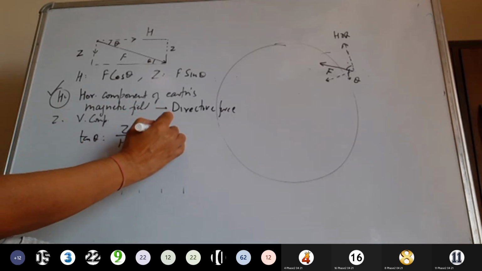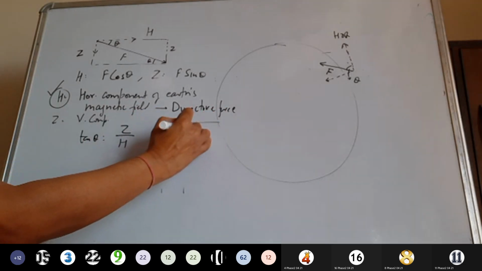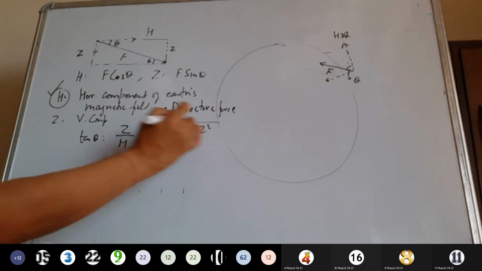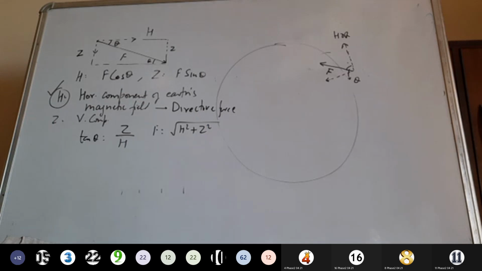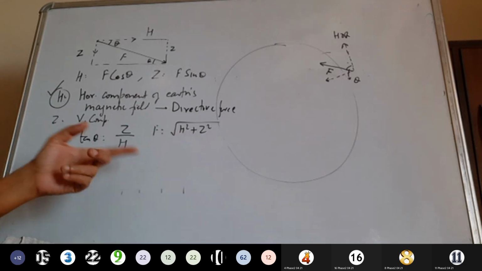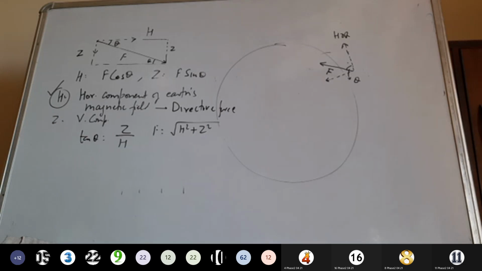What will be the value of F? H square plus Z square. So if you know two things, the third can be found out. If you know theta and H, you can find out F, and once you find F, you can find out Z.